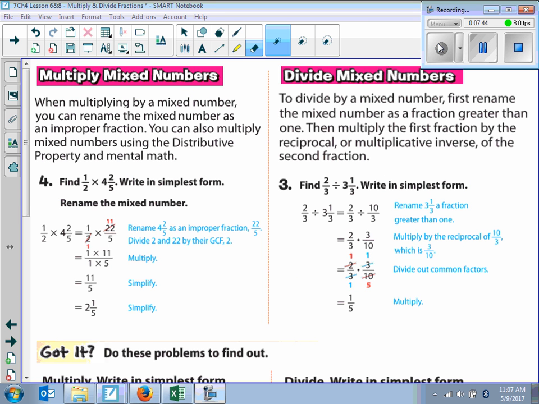So multiplying and dividing mixed numbers. Now for these, the only difference with multiplying and dividing mixed numbers is that you have to change a mixed number to an improper fraction. Very good. That's the only difference. So here, for example, 4, this becomes 22/5. And then we simplify before we multiply, and we end up with 2 and 1/5. On this side, we're changing the 3 and 1/3 to 10/3. So after we change it to an improper fraction, then we're going to do leave it, change it, flip it.